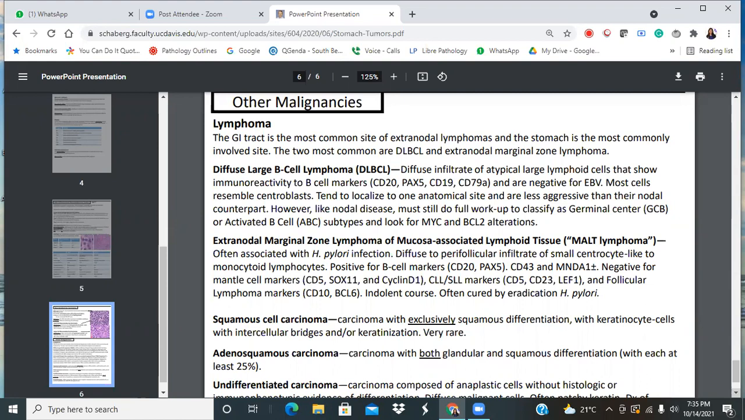However, like nodal disease, we must still do a full workup to classify as germinal center or activated B cell and look for MYC and BCL2 alterations. Then extranodal marginal zone or MALT lymphoma, often associated with H. pylori infection: diffuse to perifollicular infiltrate of small centrocyte-like to monocytoid lymphocytes, positive for B cell markers CD20 and PAX5, CD43 and MNDA, negative for mantle cell markers CD5, SOX11, cyclin D1, CLL markers CD5, CD23 and LEF1, and follicular lymphoma markers CD10, BCL6. Indolent course and often cured by eradication of H. pylori.